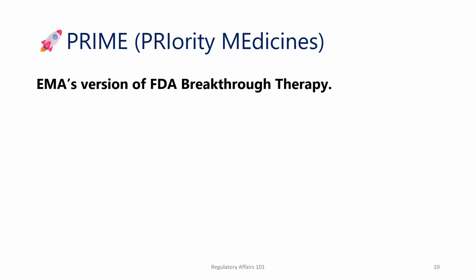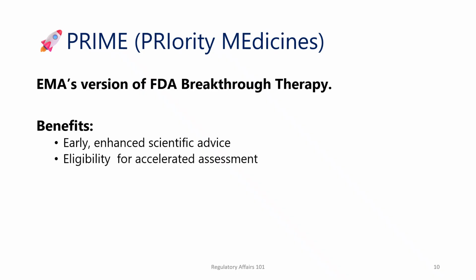PRIME, or Priority Medicines, is EMA's program for medicines with strong potential to address unmet medical needs. It offers early enhanced scientific advice and may support eligibility for accelerated assessment.